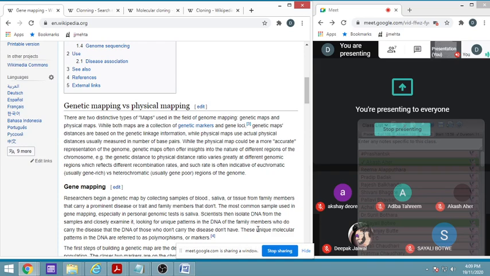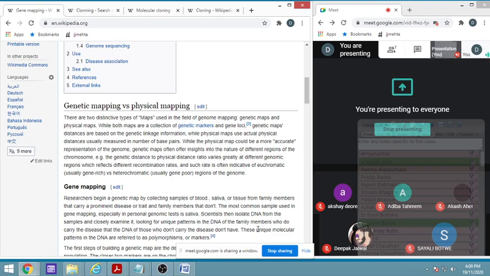Both maps are collections of genetic markers and gene loci, but they are done in a different way, and they are based on genetic linkage information. The physical maps use actual physical distances, which are usually measured in number of base pairs. That means how many base pairs.